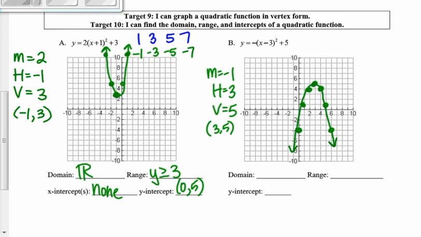So domain, it's still going to keep going to the left and right, getting wider and wider, all real numbers. The y value of the vertex is at 5, and it goes below that since it opens down. Y-intercept, I can see I have a point at 0, -4. If you needed to solve for your y-intercept, remember you can always plug in 0 for x. I didn't ask for the x-intercepts here because we can't see them clearly. We could guess where they are, but we don't want to guess.